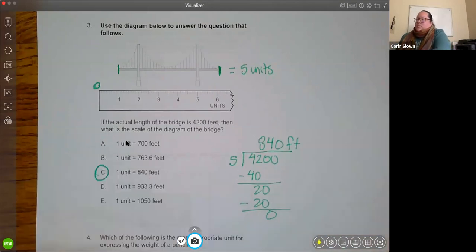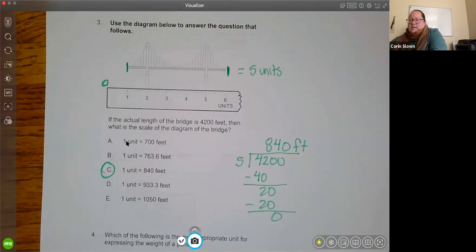If we're thinking about this problem and if there's another way to solve it, one of the ways that we can think about that is just making sure that we understand the whole. So this is a lot like that part and whole problem. The part is 1 unit, the whole is 4,200 feet. And so that's another way that we can think about approaching this problem.